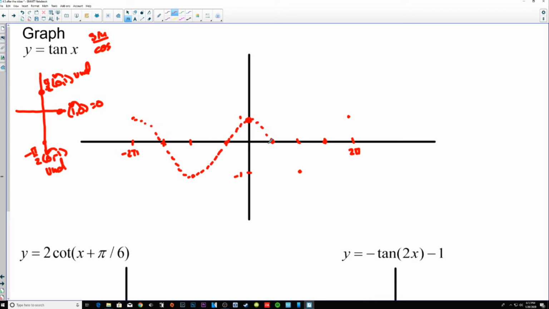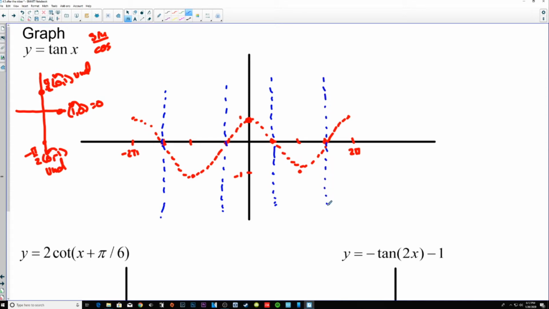Now anywhere cosine is 0, tangent is going to be undefined, or there's going to be a vertical asymptote. So there's a vertical asymptote here, vertical asymptote here, another one at pi over 2. We'll investigate that a little bit. Another one here at 3 pi over 2. So notice that at pi over 2, this is pi over 2 right here, there's a vertical asymptote because tangent's undefined there. And then at negative pi over 2, we also have undefined. So this is actually negative pi over 2 right here.